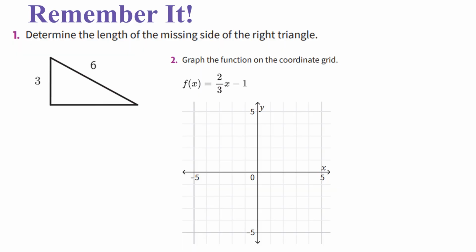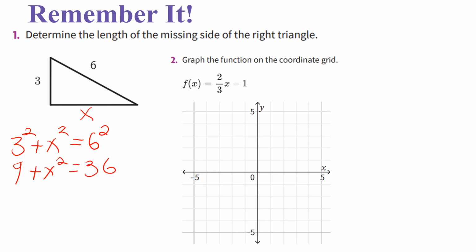Okay, so this, remember it, is another Pythagorean theorem question. So we're trying to figure out what the length of that guy is. So I've got 3 squared. I add that to the unknown squared, and that's going to equal 6 squared. Okay, I know 3 squared is 9. I know 6 squared is 36. To get the x squared by itself, we're going to subtract 9 from both sides. 36 minus 9 is 27. Okay? All right. To get the x by itself, we take the square root of both sides. I get x equals the square root of 27.